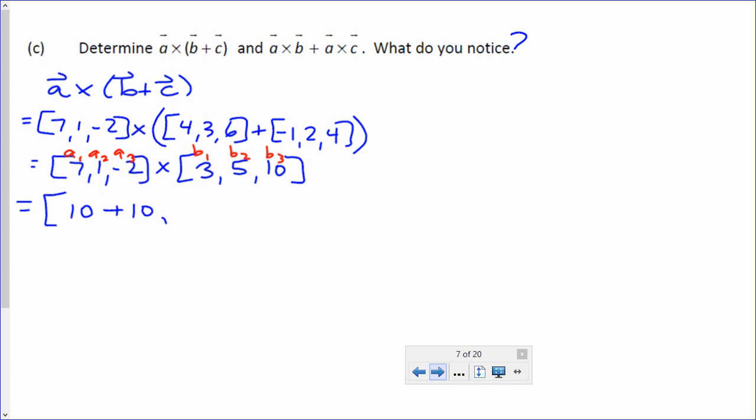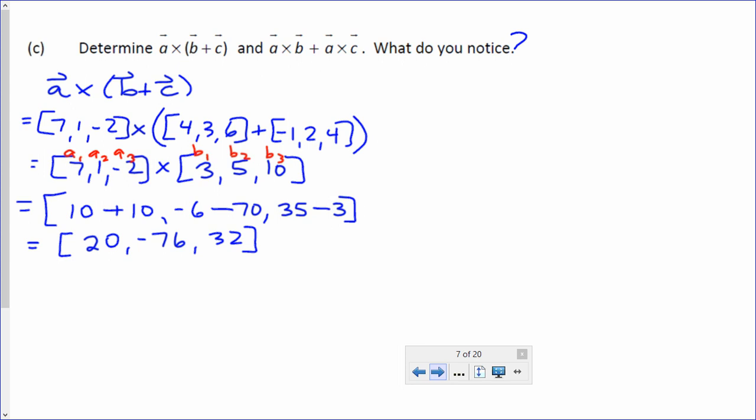Now I'm going to do A3 B1. Negative 2 times 3, negative 6, minus A1 B3. 7 times 10 is 70. And then A1 B2, 7 times 5, 35, minus A2 B1, 1 times 3 is 3. And I get the vector 20, negative 76, 32. Okay? Now we're going to evaluate the second expression, and we'll see whether or not we get 20, negative 76, 32.